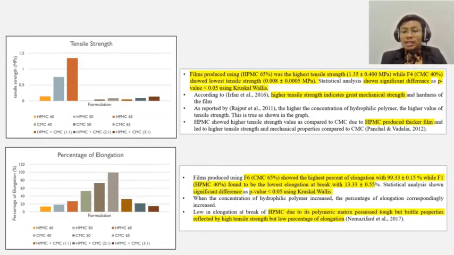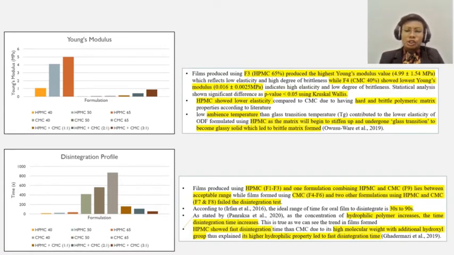For tensile strength, we can see the value of HPMC was higher than CMC because HPMC produced a thicker film. For percentage of elongation, HPMC showed low elongation at break due to its polymeric matrix characteristic, which was strong but brittle, reflected by high tensile strength but low percentage of elongation. For Young modulus, HPMC showed lower elasticity. Why? Because at low ambient temperature, the matrix of HPMC begins to stiffen up and undergoes glass transition to become a glassy solid, which led to a brittle matrix.